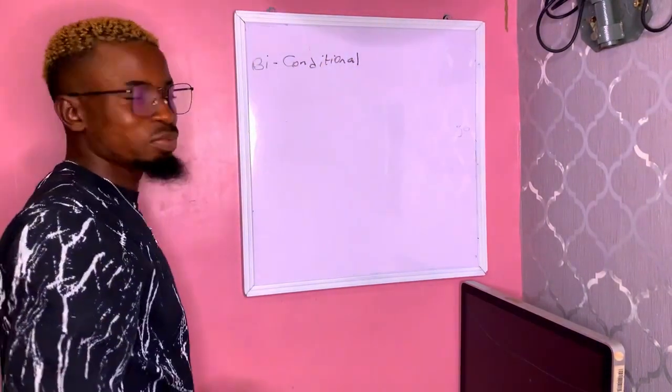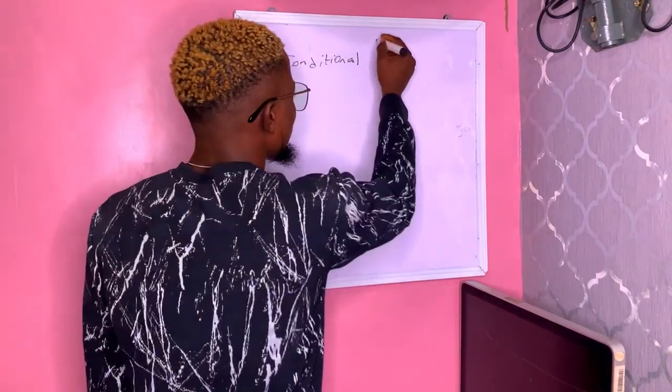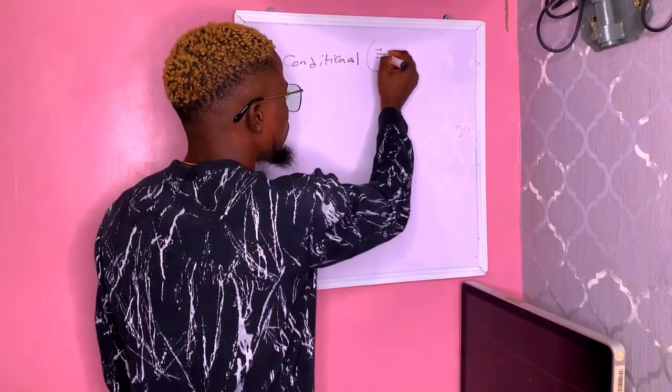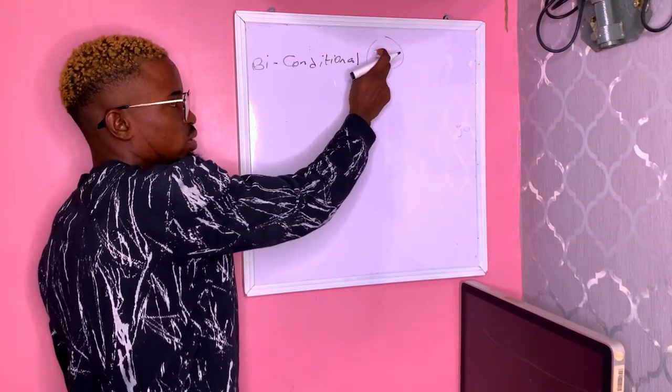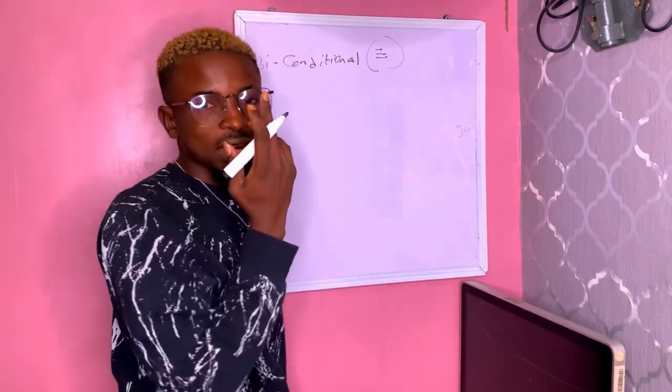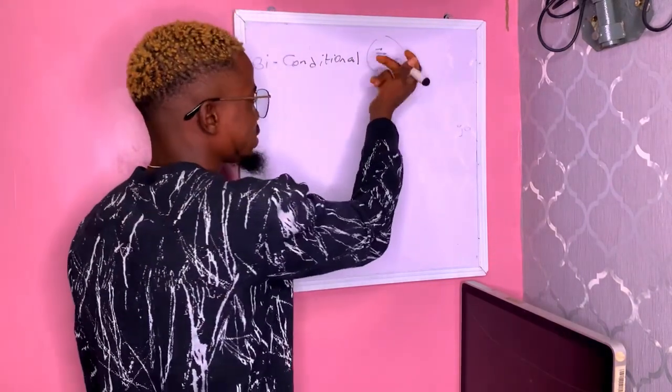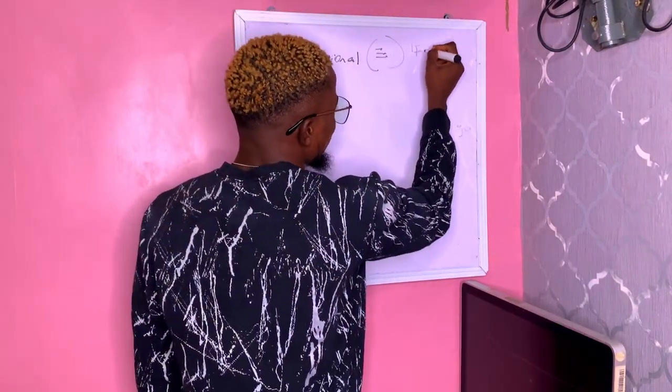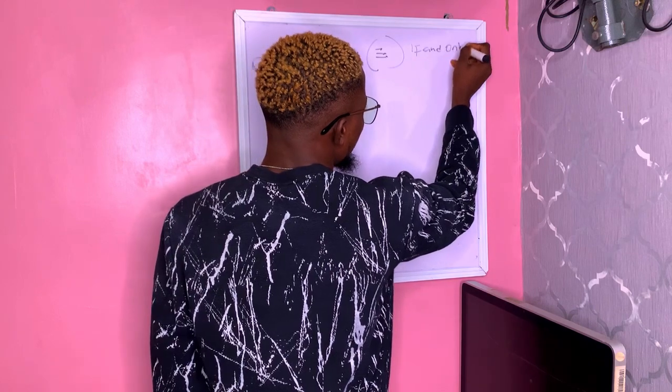And the sign that they represent biconditional with is this. They call it trigger. 1, 2, 3, trigger. And the English word that they use for biconditional, or this particular sign to represent, is if and only if.